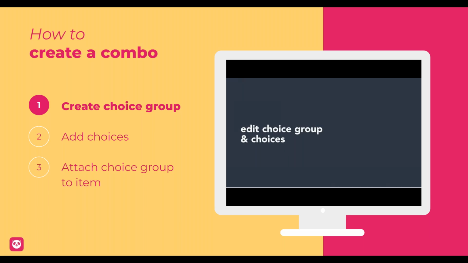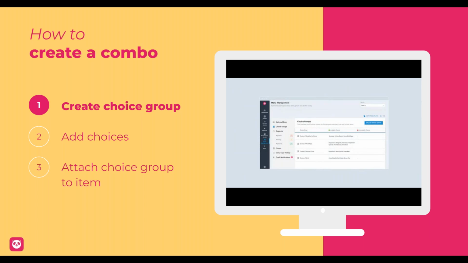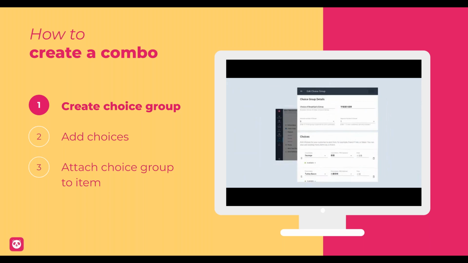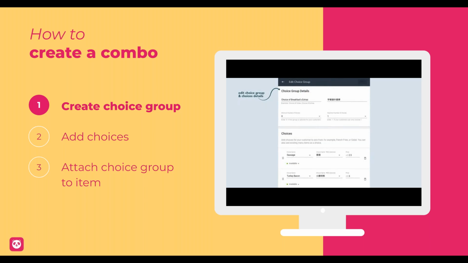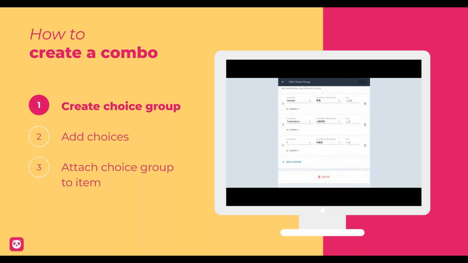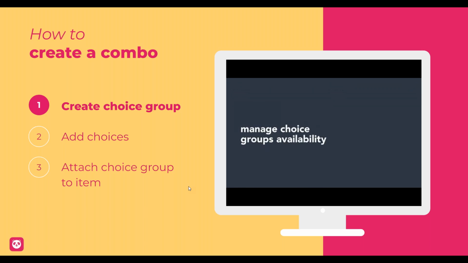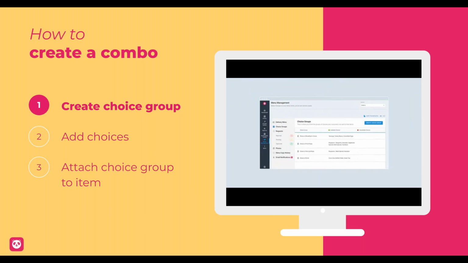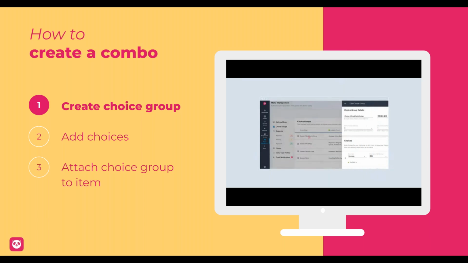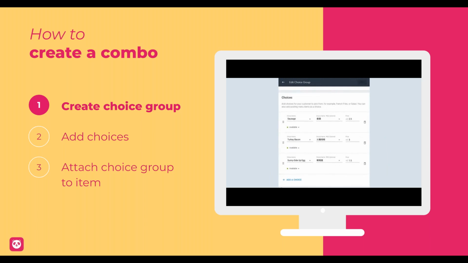Edit Choice Groups and Choices. Under Choice Groups, select the choice group you wish to edit. Edit your choice group details, choice names, and prices. Once done, save. You will be asked to submit a photo of your dine-in menu. Kindly refer to the previous section on Add Choices for more details. To manage choice groups availability, select your desired choice group. Under Choices, click on the status to toggle the choice availability.